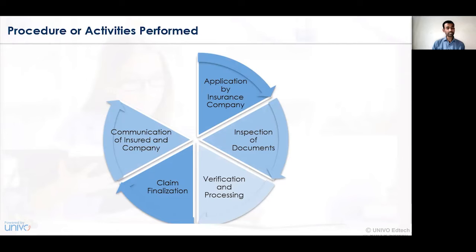All those explanations and communication need to be given by the third party administrator to the respective insured person and to the insurance company. And lastly, they have to process the reimbursement, that is, the amount or the claim that has been finalized. The procedure for reimbursement or payment of that amount needs to be undertaken. And in this way, the procedure or activity of the third party administrator is undertaken.